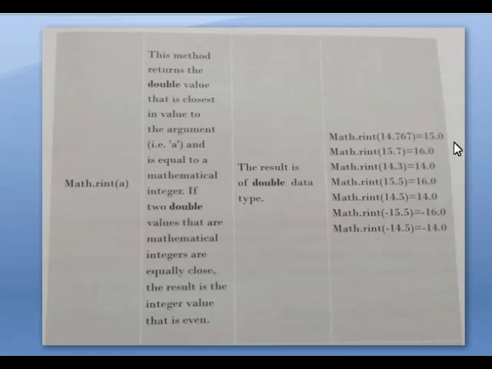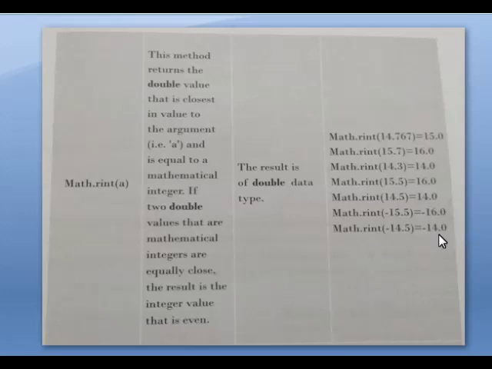Here you see 15.7, so it is 16.0. 14.3, so the answer is 14. 15.5, so the answer is 16. 14.5, so the answer is 15. Here it is a mistake, after the point the 5 is there, so it is 15. Then minus 15.5, so it is minus 16. Minus 14.5, so it is minus 14, minus 15.